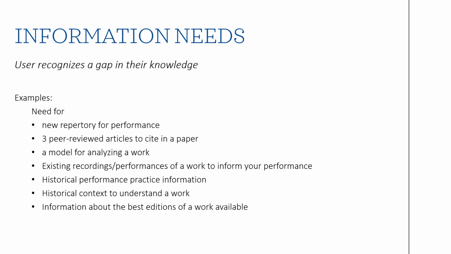Patrons looking for material in a library generally have an information need. They recognize that there's a gap in their knowledge that they must fill to achieve a goal. This doesn't have to be an assignment or a work project. It can include a much wider interpretation, including something like wanting to know where to find the best sushi in town or whether to buy a certain car. Some examples of music-related information needs might include looking for repertory or performance practice information, as well as looking for models for analytical approaches or scholarly articles for a paper.